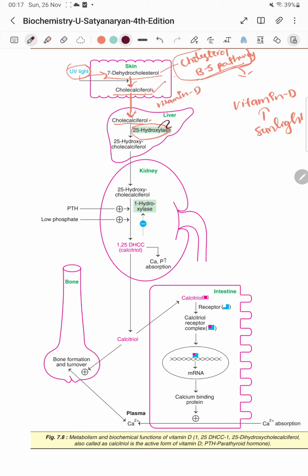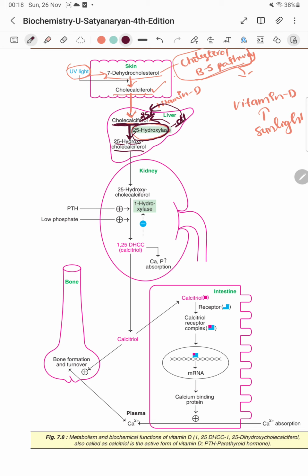This cholecalciferol, by the action of 25-hydroxylase enzyme, this 25-hydroxylase enzyme has a hydroxyl group with it. This hydroxyl group will be transferred to the 25th carbon of the cholecalciferol. There is a 25th carbon, and onto the 25th carbon this hydroxyl group will be attached. Then this cholecalciferol will be converted to 25-hydroxycholecalciferol.